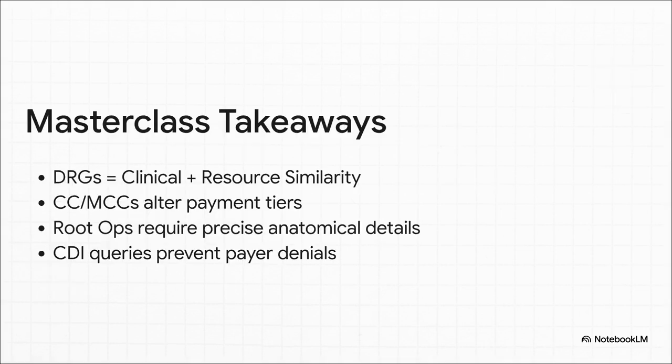Let's wrap up our takeaways for this masterclass lesson. To succeed in the highly complex world of revenue cycle management, you really have to master both the macro DRG equation and the micro ICD-10-PCS definitions. Clinical similarity plus resource similarity equals your final DRG, but one precise MCC can completely elevate that claim's tier. Meanwhile, procedural accuracy hinges on exact anatomy and root operations. And through it all, your clinical documentation improvement team remains your ultimate frontline defense against costly payer denials.